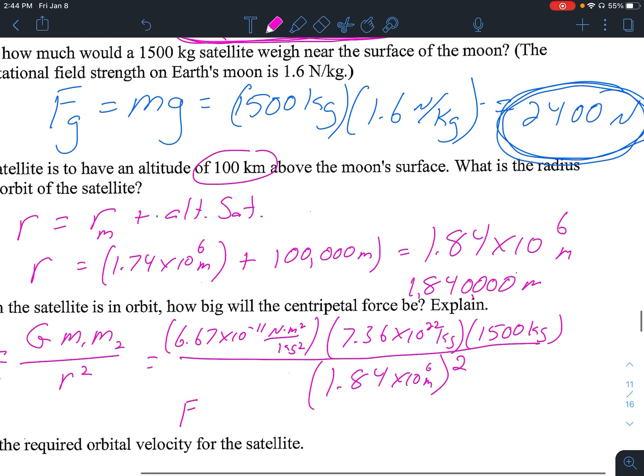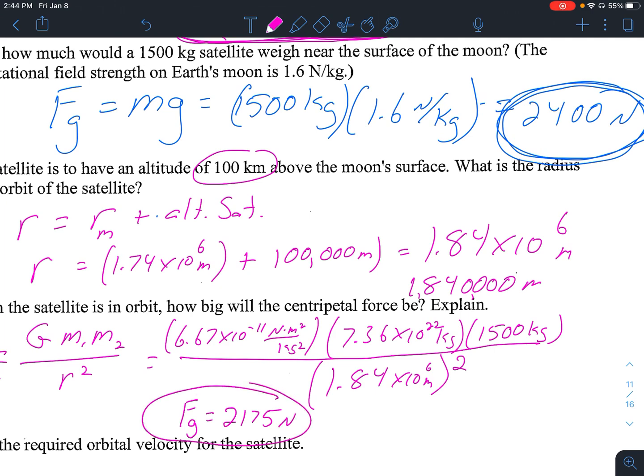So I entered that all in and got a little bit over 2,000 newtons. So take some time and plug that calculation into your calculator to make sure you can get that number.